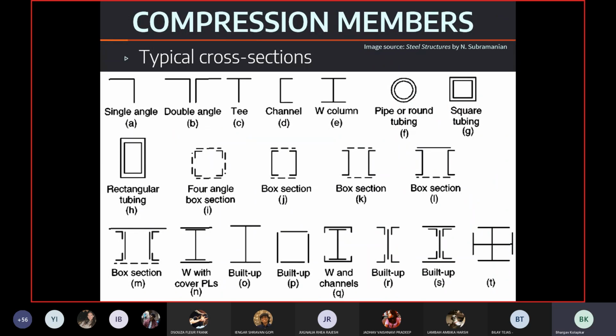Then these are the typical cross sections that are used as compression members. The most common ones being an I section, then hollow circular section, hollow square, hollow rectangle. And in case we require larger sections, that is, if only a single section is not sufficient, then we build compound sections, in which again the box section is most common. So one thing that you'll observe in all of this is that in these sections, it is tried that the area should be at as large a distance from the centroid, meaning that we are trying to maximize the value of r in these sections.